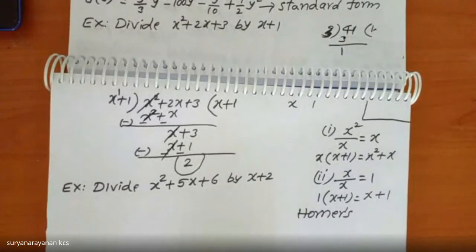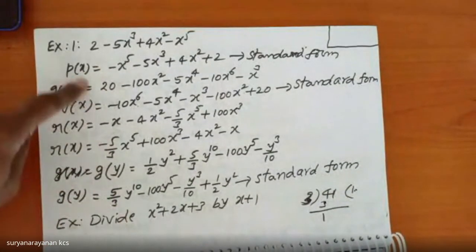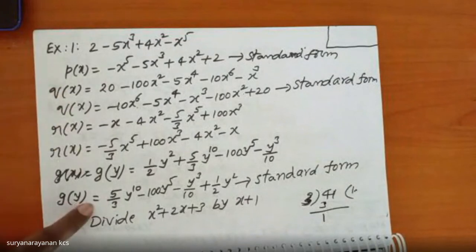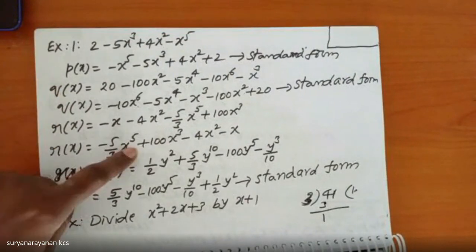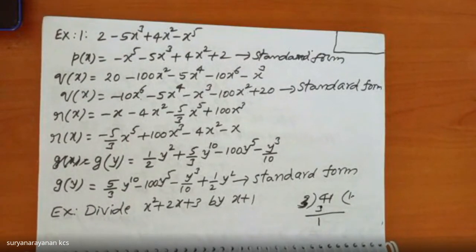But for long division, or in any case, we should arrange the terms of the polynomial in the descending powers of x, descending powers of y, descending powers of the variable. Remember this point. That is why I spend more time on this concept. Arranging the terms of a polynomial in the descending powers of the variable.